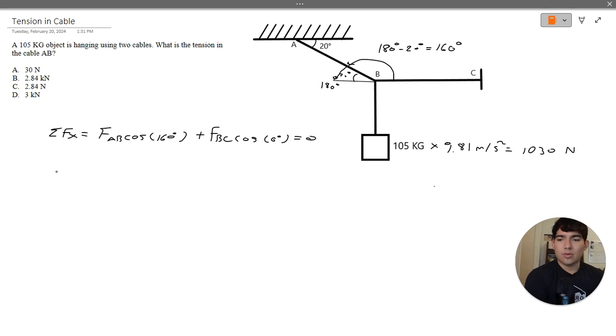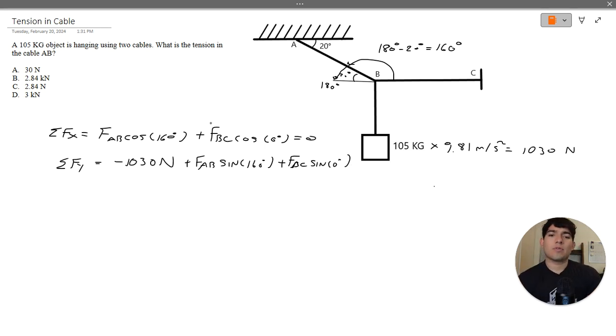And then we'll do the sum of the forces in the y, and in this case we have our negative 1030 newtons because it's the block right here and it's going down. And then we have the y component for the force that is the tension in cable AB. So in this case it'd be sine of 160 degrees, plus FBC sine of 0 degrees, right?